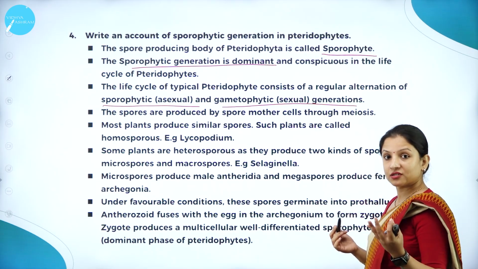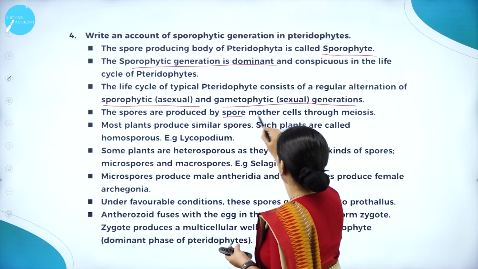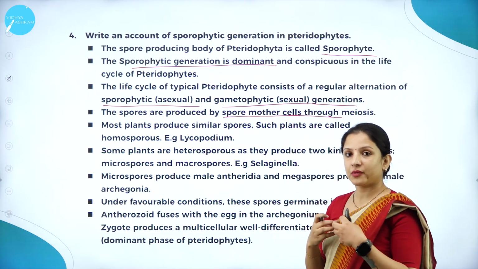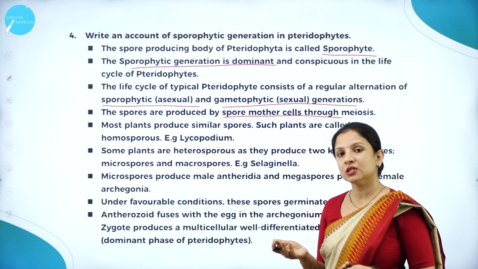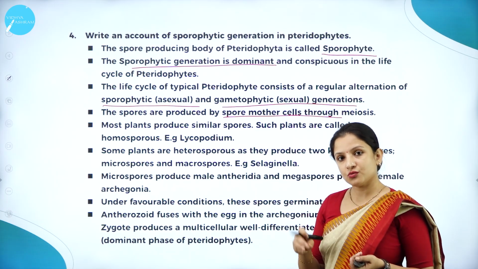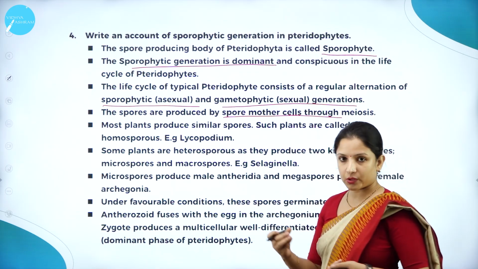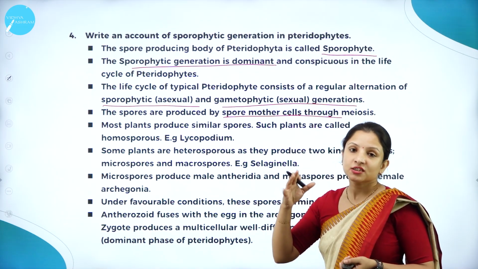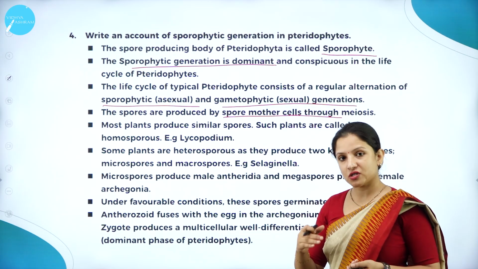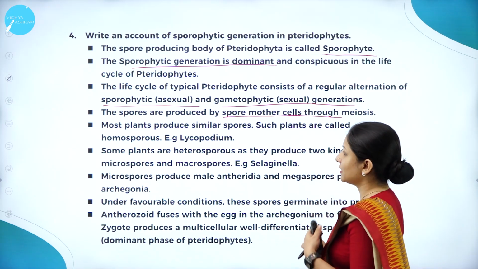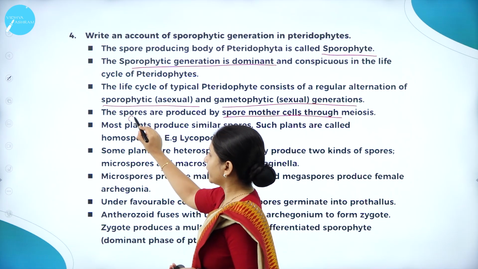Where are the spores produced? They are produced in spore mother cells, by a process of meiosis. So in bryophytes, what happens? The sporophytic tissue underwent meiosis, right? Here the spores are produced by spore mother cells, wherein some of the spore mother cells undergo a division process called meiosis, which is reduction division, to produce the spores. Now the spores are what? They are haploid in nature.